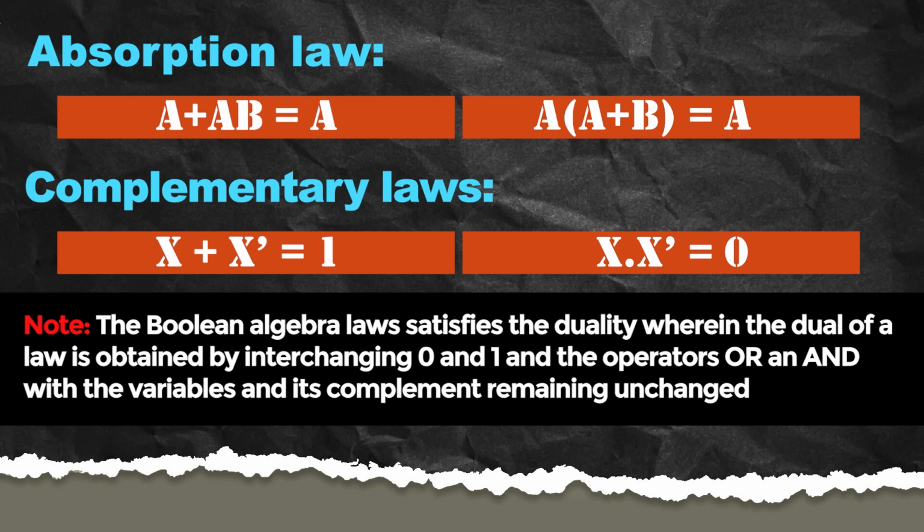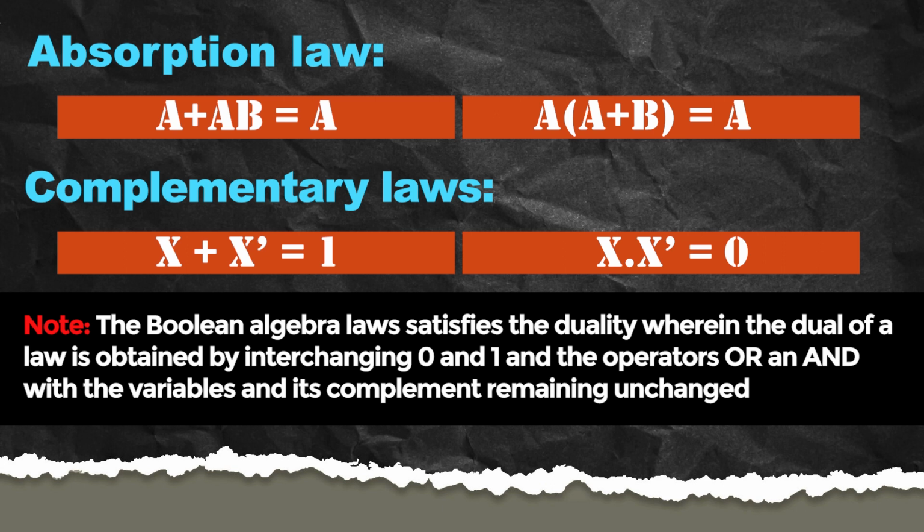So, if I take the dual of this by replacing the operator plus with dot and replacing 1 with 0, we see that the plus operator has been replaced by its dual, which is dot, and 1 is replaced by 0. So, we get x dot x bar is equal to 0. So, we can say that Boolean algebra law satisfies the duality.